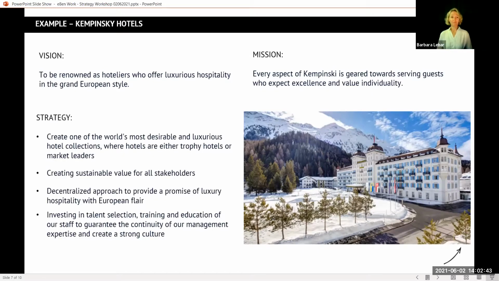What's their strategy? They said, in order to achieve the vision and the mission, we want to be known as the most desirable and luxury hotel collection. It's interesting how they put it there, because in some markets, they want to be a market leader. And in some markets, they know they cannot be market leader, but they want to be this special. They even said the trophy hotel. So unique, something that people would really go to if they're searching for a desirable and luxury experience.